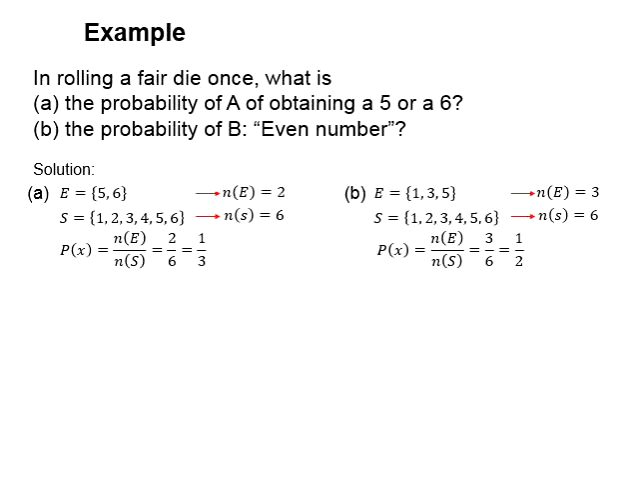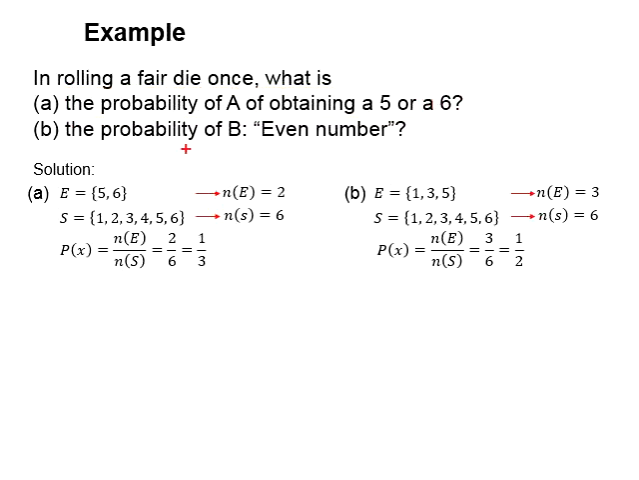Let's try an example to calculate the probability in rolling a fair dice once. What is the probability A of obtaining a 5 or 6?